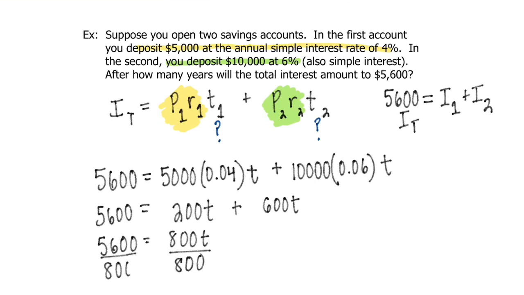And this entire problem, I really didn't need a calculator. 7 equals T, and time in these money problems is always in years. So 7 years.